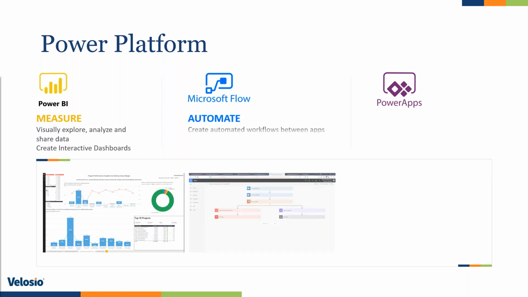We have Microsoft Flow, which is a workflow automation service. It is an online service, and it connects different applications together. So when you have multiple different applications that your business may use, Flow is a tool that can automate processes between those applications.